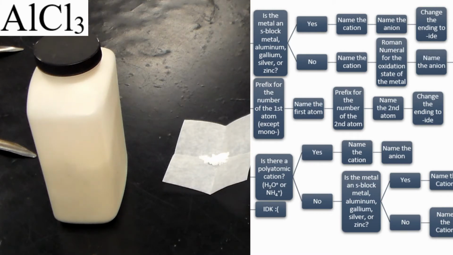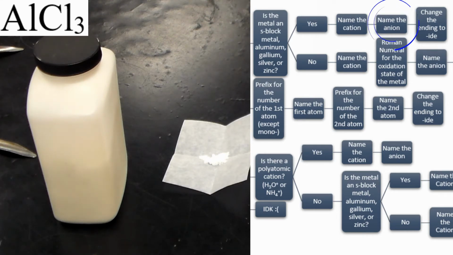First thing I do is ask whether my metal, is it an S block metal? Is it aluminum, gallium, silver, or zinc? In this case, it is aluminum, so I follow the path for yes. And it tells me to name my cation. Remember, cation, when we write our formulas, is always listed first. So aluminum is my cation.